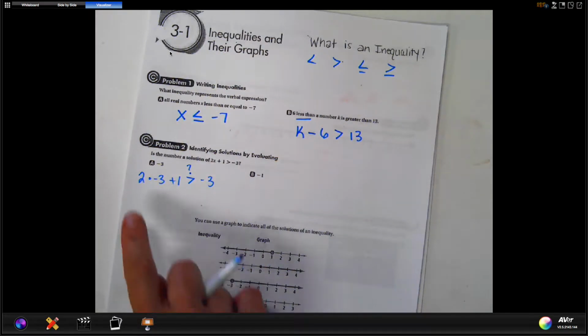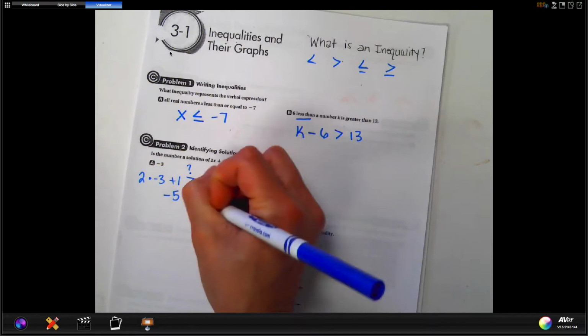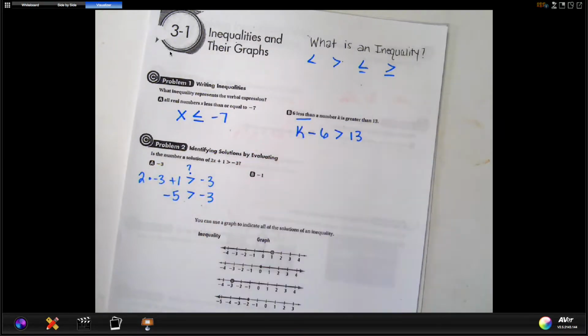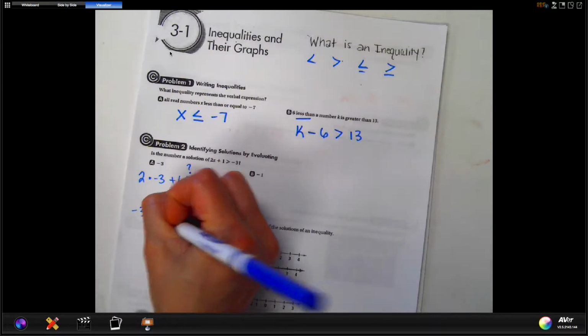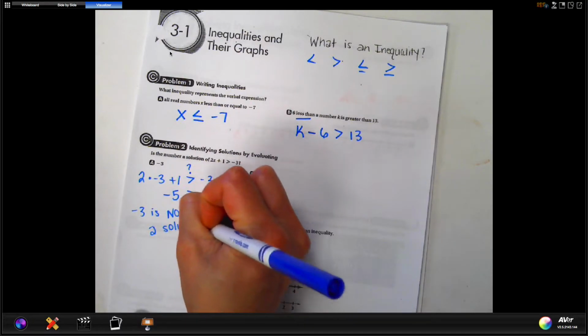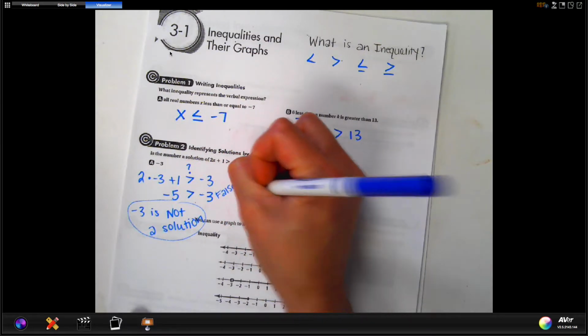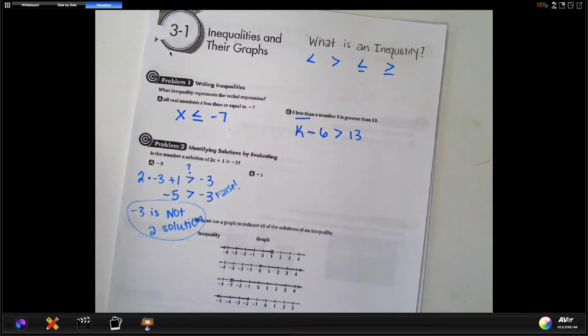So you solve it. 2 times -3 is what? -6. -6 plus 1 is -5. So this statement is really saying -5 is greater than -3. Is that true or false? False. So the answer to this, is -3 a solution? -3 is not a solution. That's how you figure it out. If this comes out false, that's not a solution. If it had come out true, you say, yes, it is a solution.